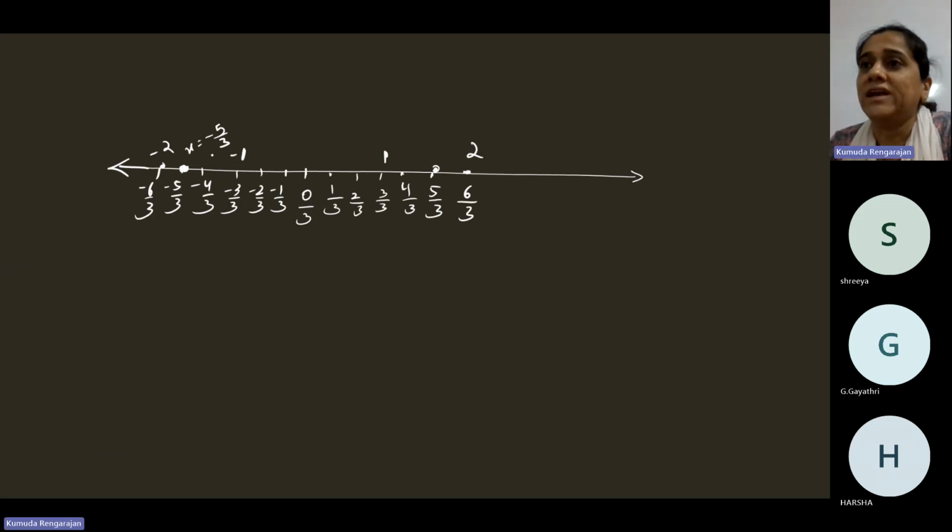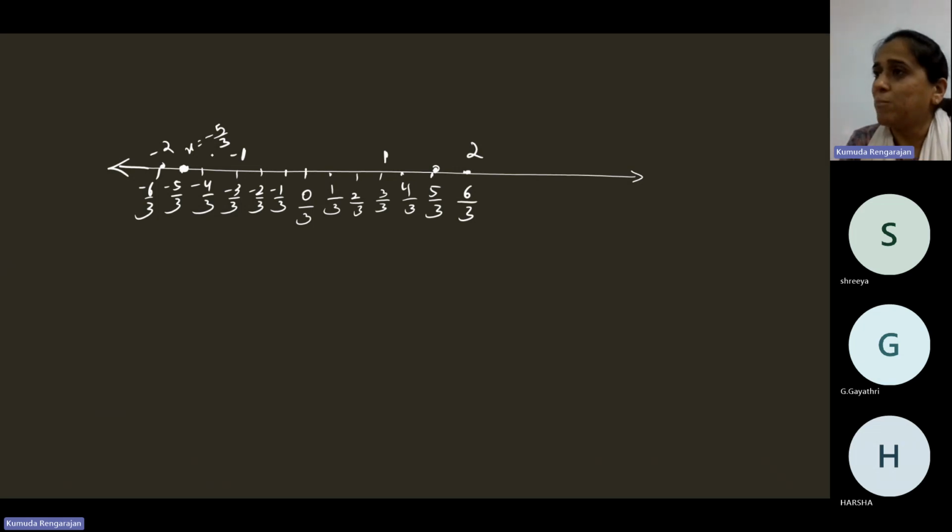This is how we represent geometrically the solution of the linear equation in one variable x. The solution was x is equal to minus 5 by 3. So the denominator here is 3. So we say 0 as 0 by 3. Then we mark 1 by 3, 2 by 3, 3 by 3, which is 1. 4 by 3, 5 by 3, 6 by 3, which is 2.